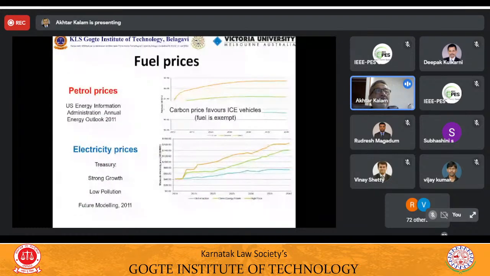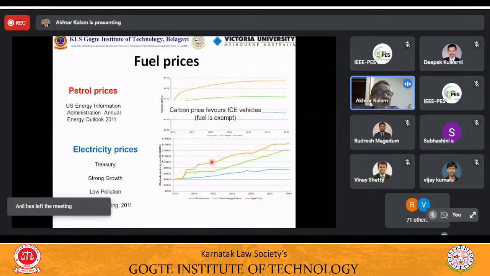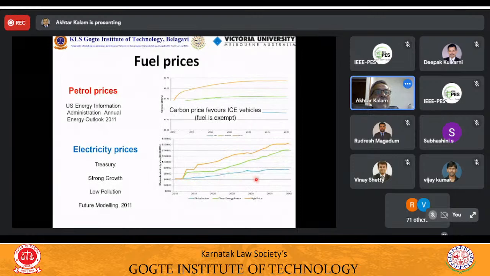Now the fuel price. Naturally, if you are looking at carbon price, that favors the internal combustion engine vehicles, ICE engines, okay? But if you look at electricity prices, where there is strong growth, low pollution is what people are talking about. And when we did the modeling, we can see the prices keep on escalating, whether you're taking global action using clean energy, or the high price scenario. This is the high price scenario, and this is the global action. So if you look at that, the price of electricity is on the rise.